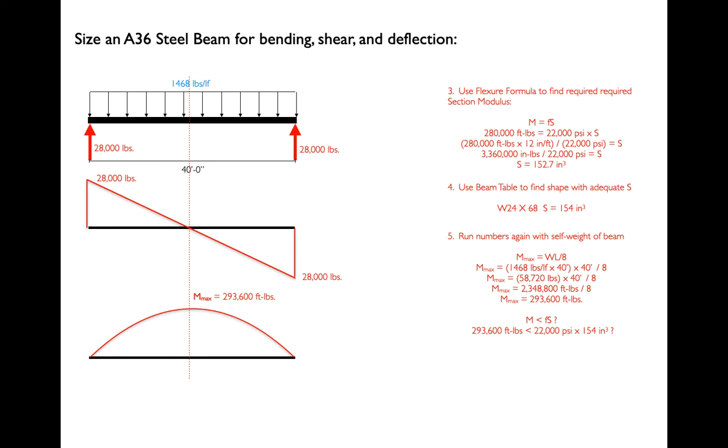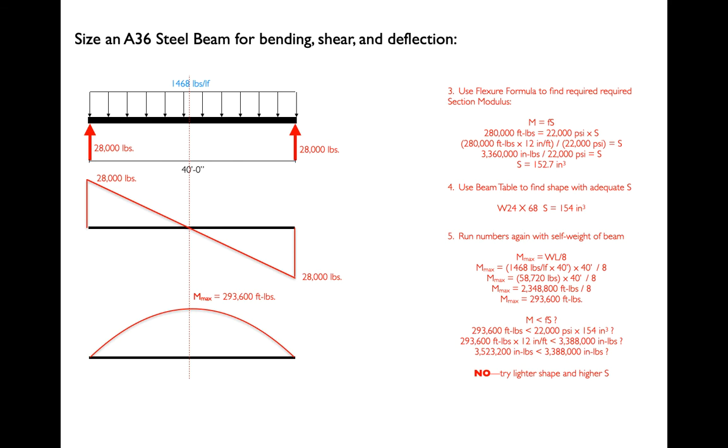293,600 foot-pounds, 13,000 more than the original. Trying to see if that's less than or equal to 22,000 psi times 154 inches cubed. Remember, again, we have to convert to inch-pounds. So we end up with a moment that we're applying to the beam of just over 3.5 million inch-pounds. And in fact, that is not less than the capacity of the beam, which is only 3.39 million inch-pounds. So because we're trying to load the beam to more than its capacity, this doesn't work.